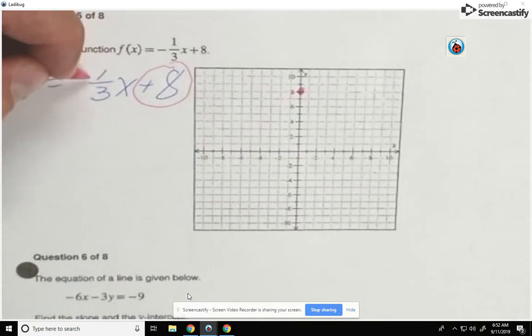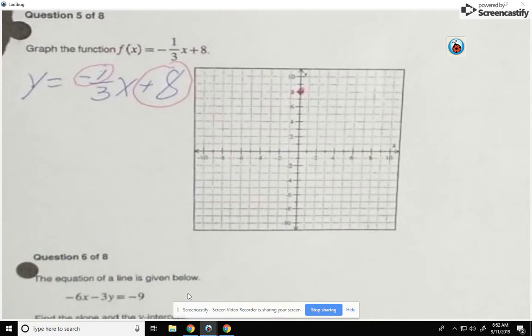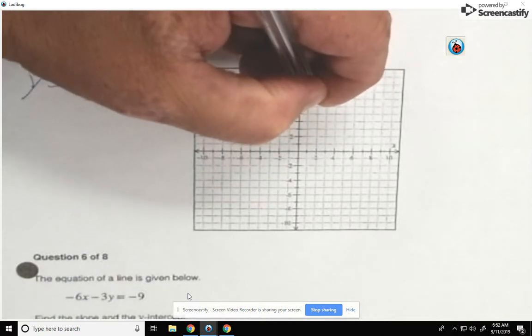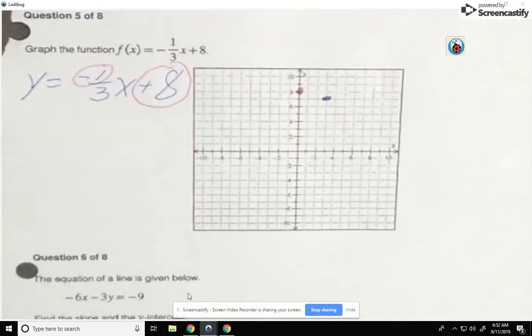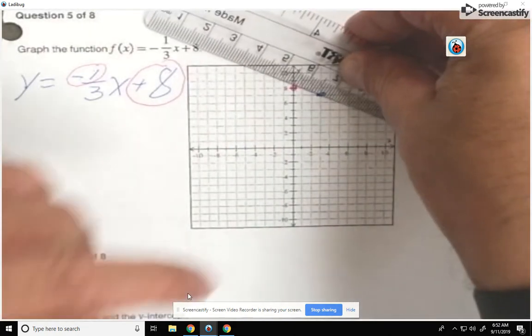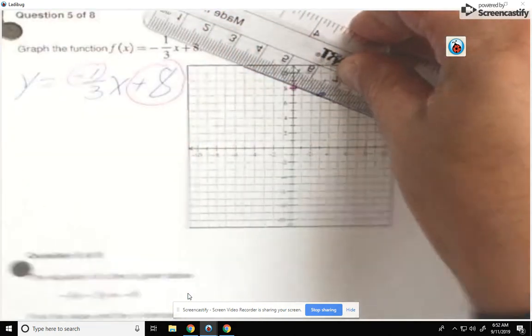Our slope is -1/3. Again, the negative goes with the top number. So this is telling us from our y-intercept, we're going down 1, right 3. Okay, and so once we have our points, we're able to connect them to get our line.